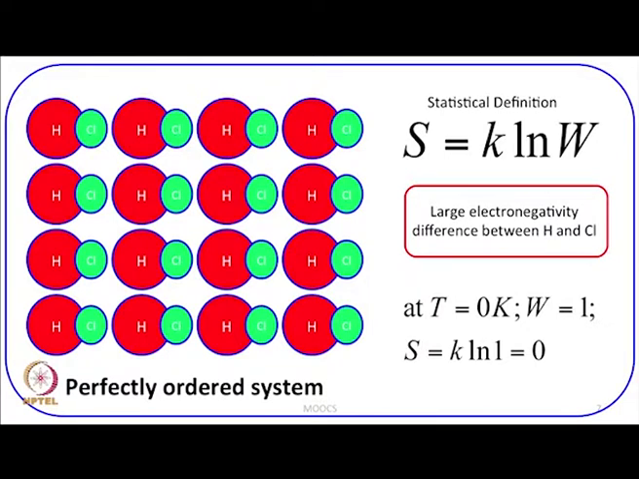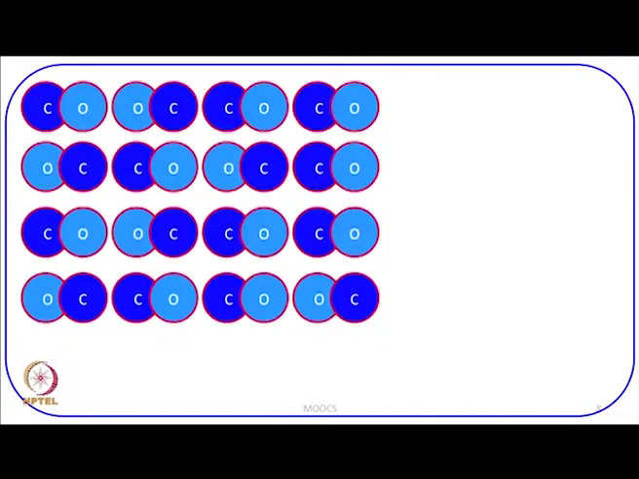The point to be noted here is that there is a large electronegativity difference between H and Cl, and that is why HCl has to be arranged only in one particular configuration to get the minimum energy of the crystal. This will become clearer in the next example of carbon monoxide.